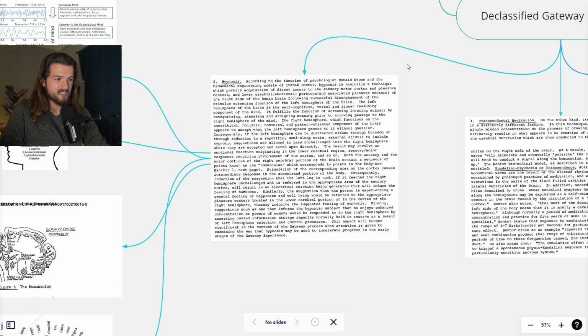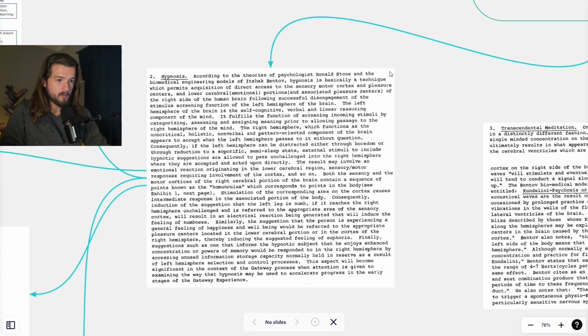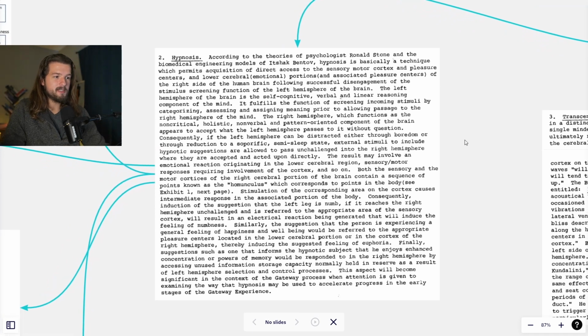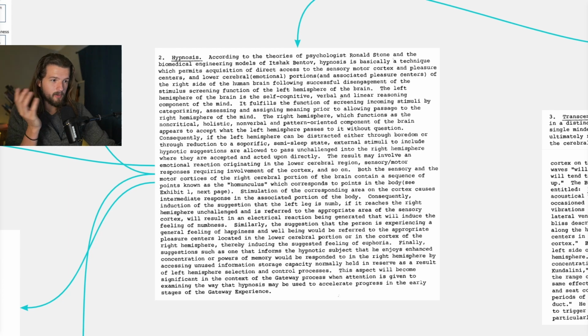According to the theories of psychologist Ronald Stone and the biomedical engineering models of Itzhak Bentov, hypnosis is basically a technique which permits acquisition of direct access to the sensory motor cortex and the pleasure centers and lower cerebral portions, or emotional portions, and associated pleasure centers of the right side of the human brain, following successful disengagement of the stimulus screening function of the left hemisphere of the brain.